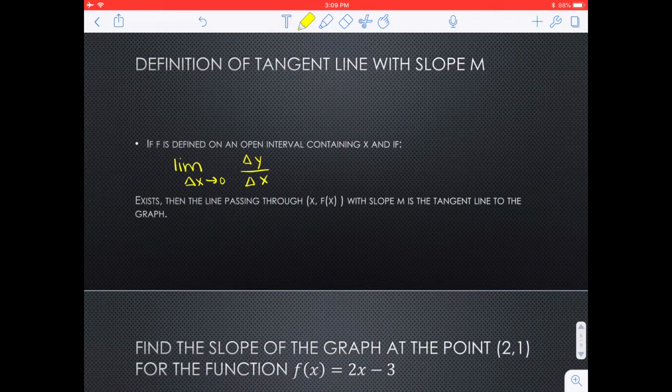So I'm saying the limit of my slope formula, and this is equal to, another way to write this, the limit as delta x approaches 0 of f of x plus delta x minus f of x all over delta x exists, then the line passing through some x and its respective y value with slope m is the tangent line to the graph.